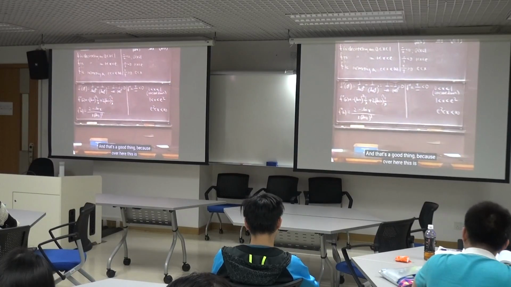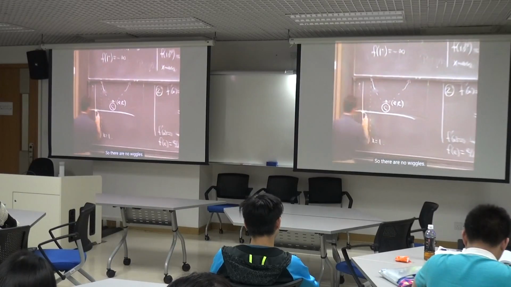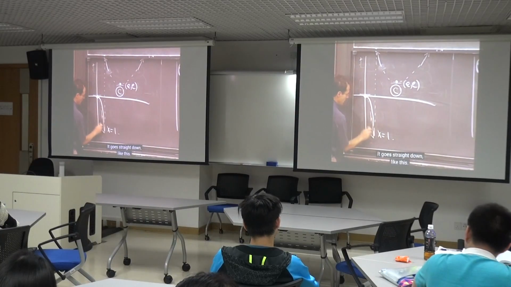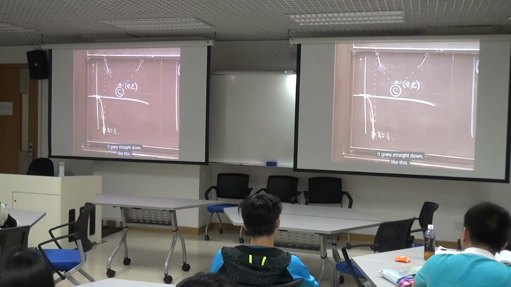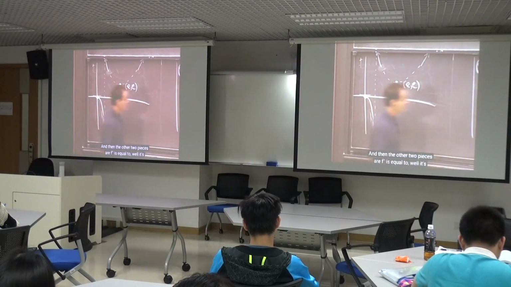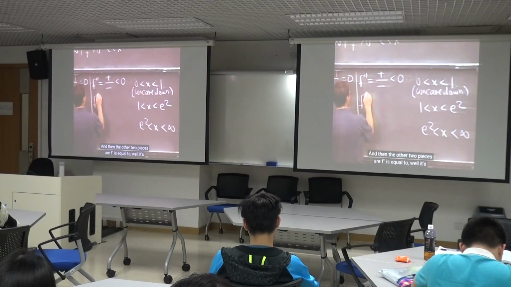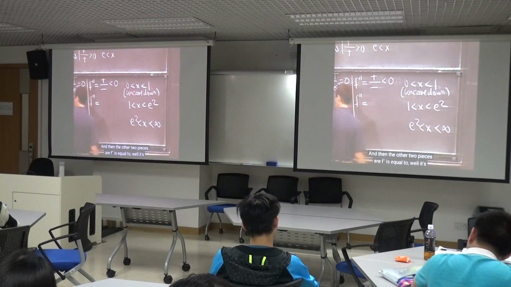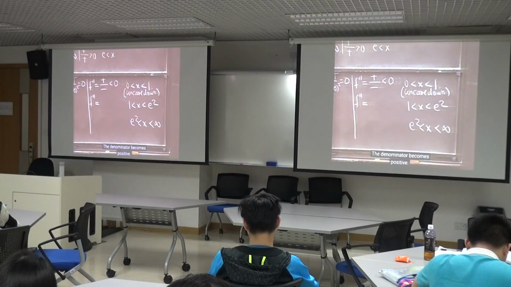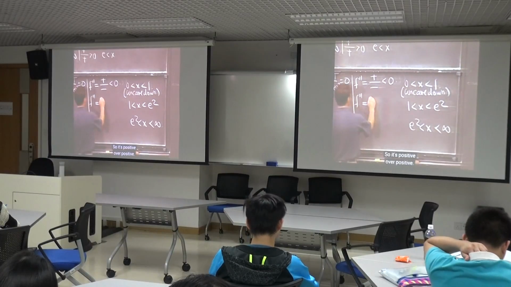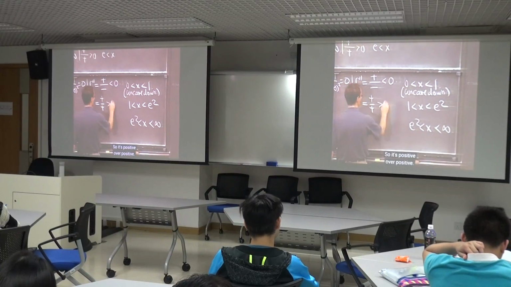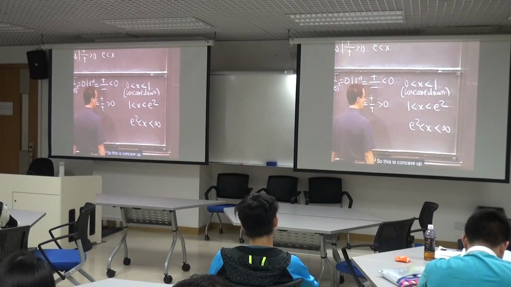And that's a good thing because over here this was concave down. So there are no wiggles. It goes straight down like this. And then the other two pieces are f double prime is equal to, well, it's going to switch here. The denominator becomes positive. So it's positive over positive. So this is concave up.